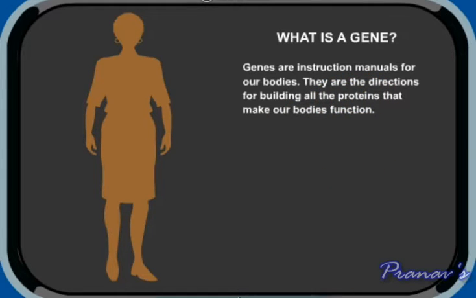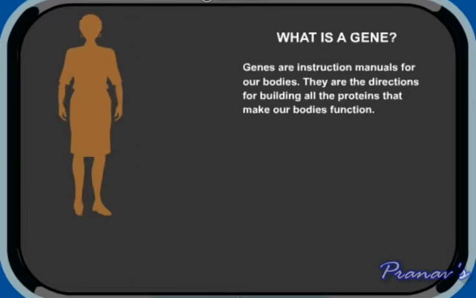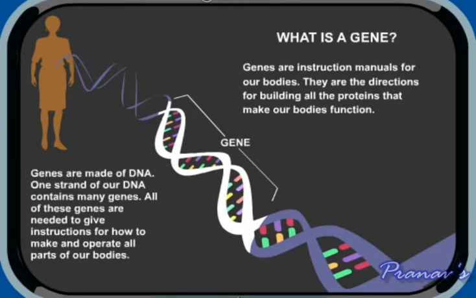In this video I have discussed about gene in a very simple way. What is a gene? Genes are instruction manuals for our bodies. They are the directions for building all the proteins that make our bodies function. Genes are made of DNA. One strand of our DNA contains many genes. All of these genes are needed to give instructions for how to make and operate all parts of our bodies.